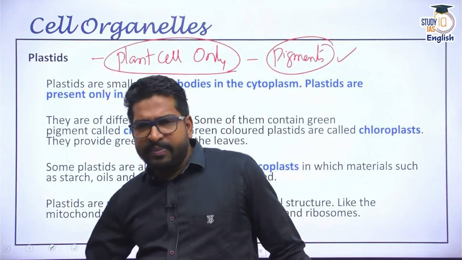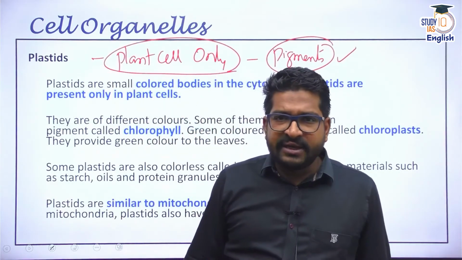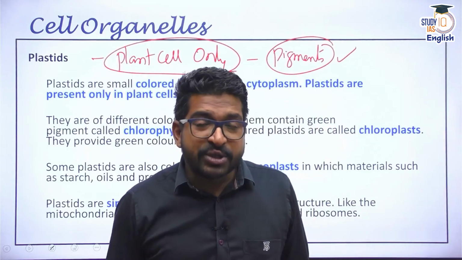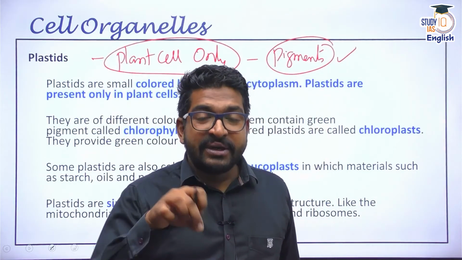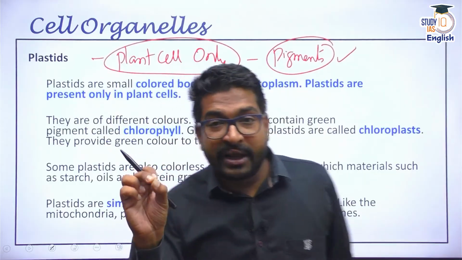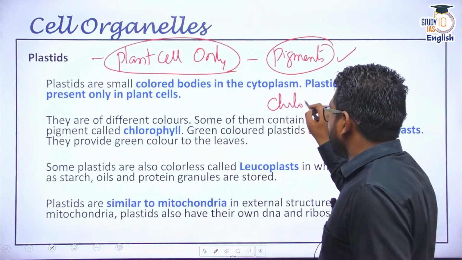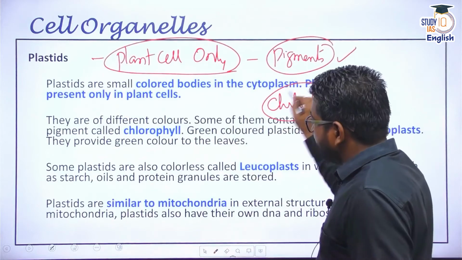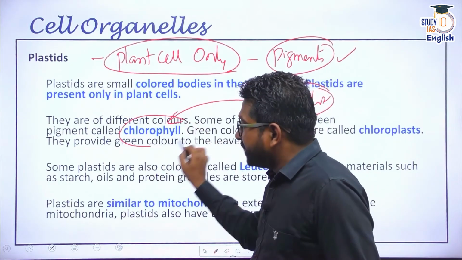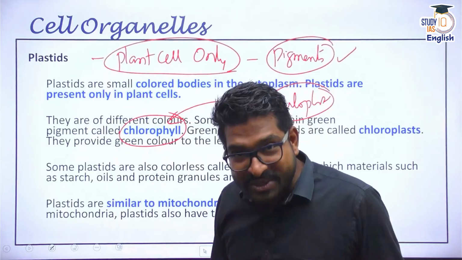Have you observed any plant? Why is the color of the leaves green? Because in these leaves, there is a plastid called chloroplast. And this chloroplast contains chlorophyll, and this chlorophyll helps in photosynthesis.